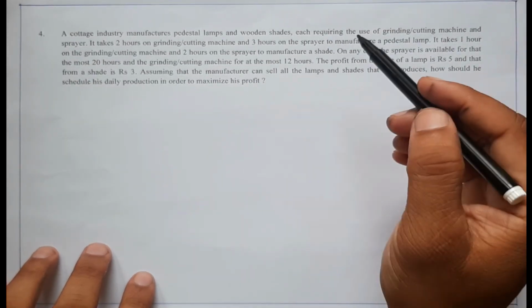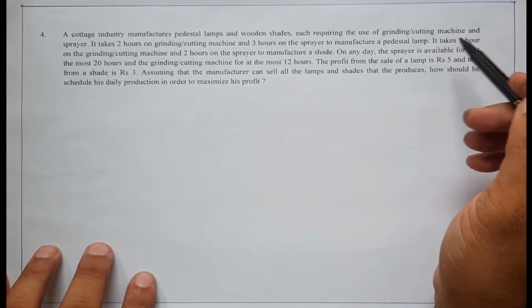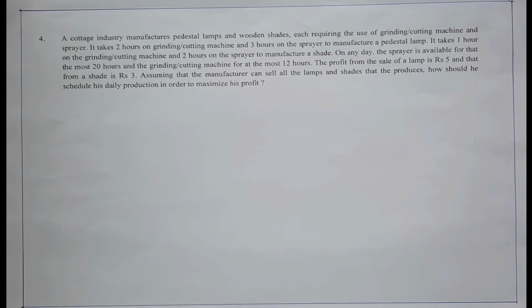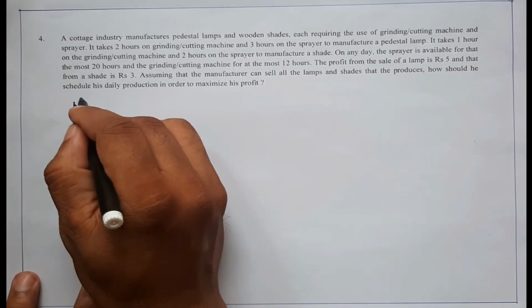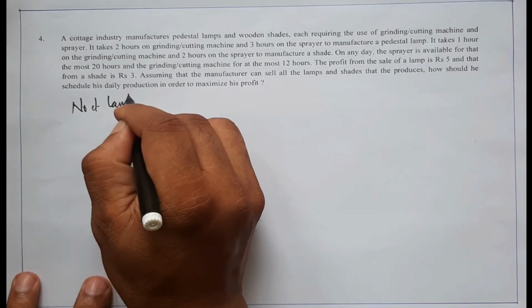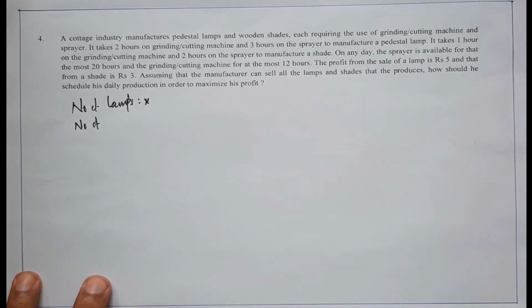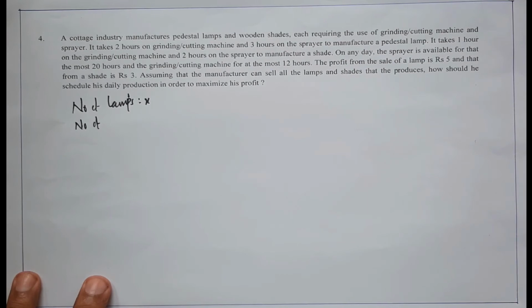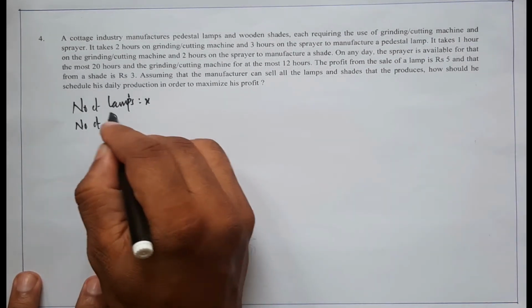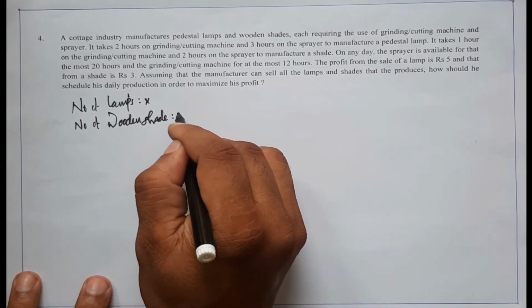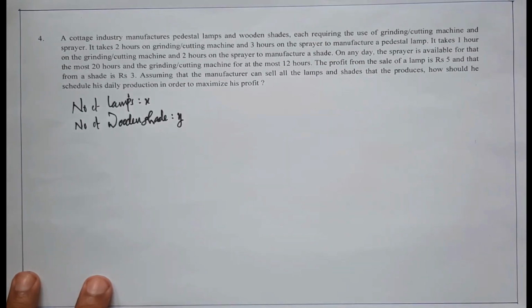Here the cottage industry manufactures pedestal lamps and wooden shades, each requiring the use of a grinding machine. The industry forms two types of product: first is the lamp and second is the wooden shade. Number of lamps is equal to x and number of wooden shades is equal to y.